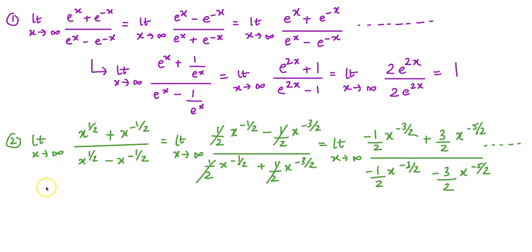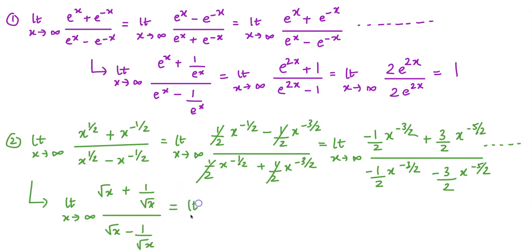So it turns out that all you have to do, again, let's look at an alternative approach, is just write it in a format that's probably less intimidating, because once you see all of these powers, it might look complicated, but essentially it's the square root of x plus 1 over the square root of x, divided by the square root of x minus 1 over the square root of x. And then if you multiply the numerator and denominator by the square root of x, this is just going to be x plus 1 divided by x minus 1.